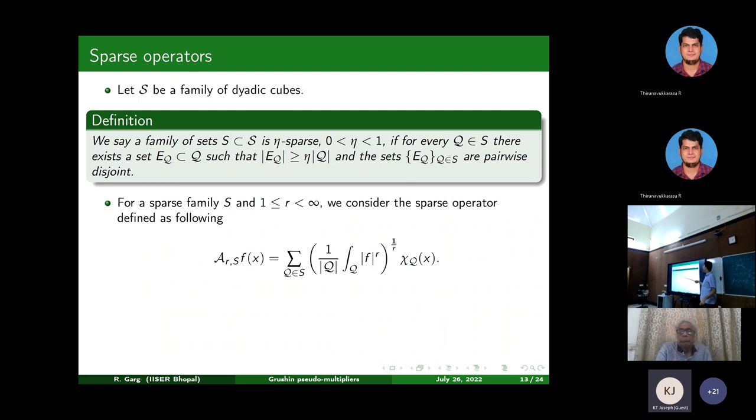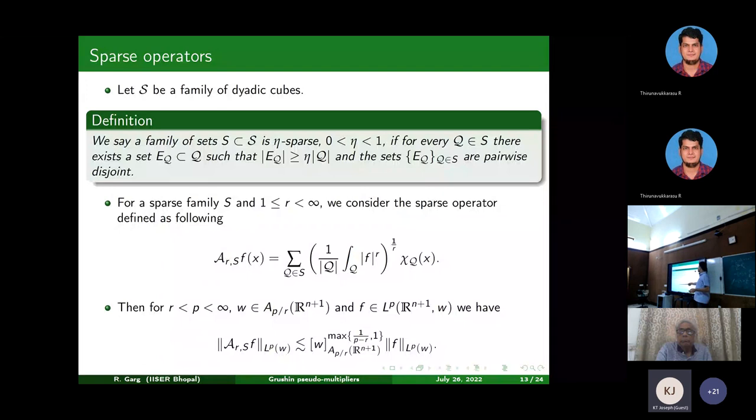For a sparse family S and r between 1 to infinity, excluding infinity, one defines this sparse operator by looking at averages, rth average of the function on the family Q in S, and then summing it up with characteristic function each time on Q. Now, the abstract result that I want to quote here is that for p bigger than r, so if you are taking r sparse family and you give me p bigger than r and w in A_{p/r}, then these sparse operators have this weighted boundedness, which is sharp actually. At the level of sparse, you know that the weighted boundedness of A_r^S is with this condition. So this bracket [w] A_{p/r} is the A_{p/r} constant of the weight function. So with Muckenhoupt family, you define what is the least constant attached to in the definition of Muckenhoupt weights that we call as Muckenhoupt constant, some power of it.